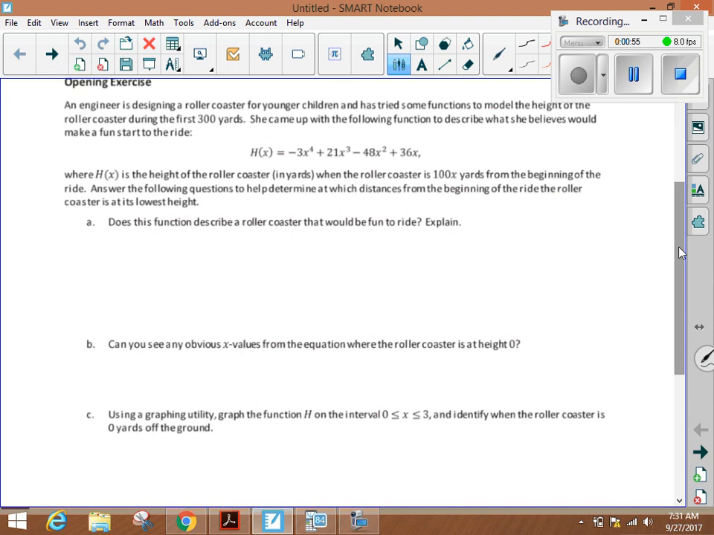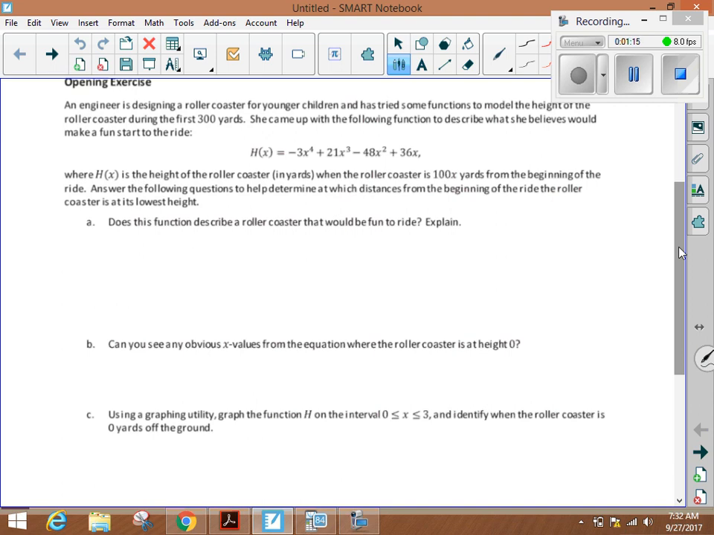it's a function that models the first 300 yards. So h of x models that, where the roller coaster is 100x yards from the beginning. So for instance, when x equals 1, we're at 100 yards away, when x equals 2, we're at 200 yards away, and so on. So that's what's going on with this.